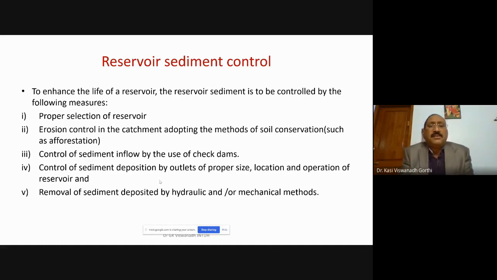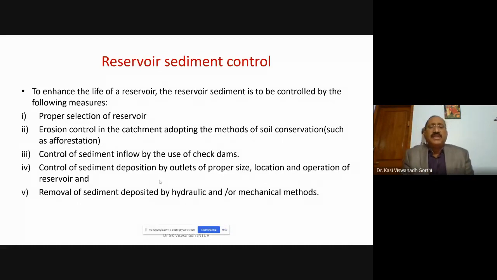Then control of sediment deposition by outlets of proper size, location, and operation of the reservoir. So operation of the reservoir, as I indicated, if these outlets are provided with a sufficient size and if they are located at the exact required positions, naturally in the deepest portions at the dead storage level, whatever sediment is getting deposited will always be flushed off as the water is moving out through these outlets. If this sediment is flushed off to outside, naturally the sediment yield will be reduced. If the sediment yield is reduced, the life of the reservoir will be increased.